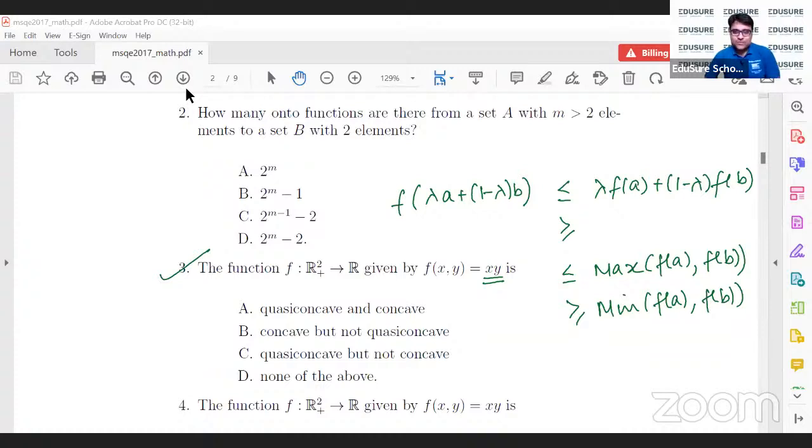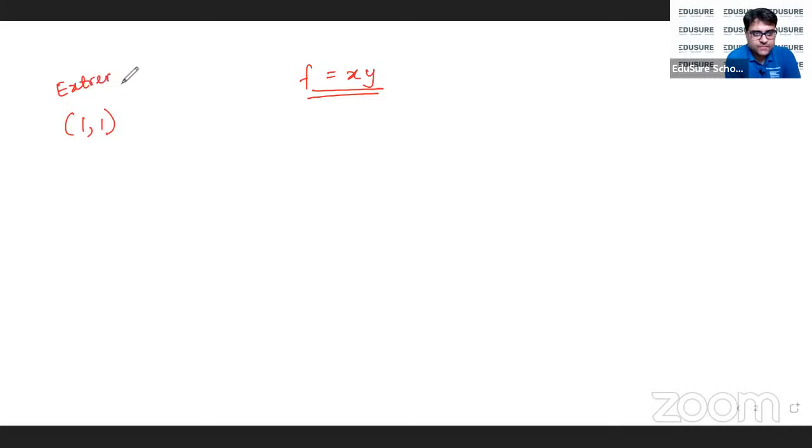So whenever you're faced with a two variable case and to talk about convex, concave, quasi-convex, quasi-concave, we'll take two examples. Okay, one example which I call the extreme example. So basically x into y. ठीक है, पहले एक्सट्रीम एग्जाम्पल को कंसिडर करेंगे.